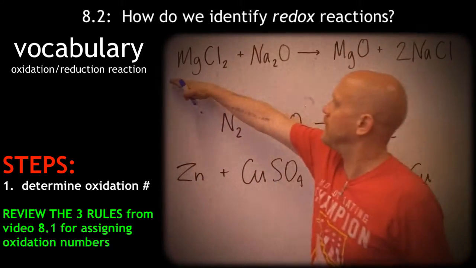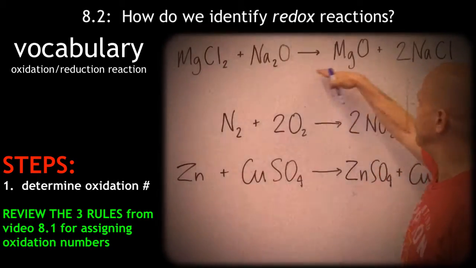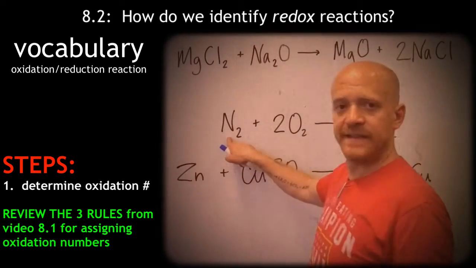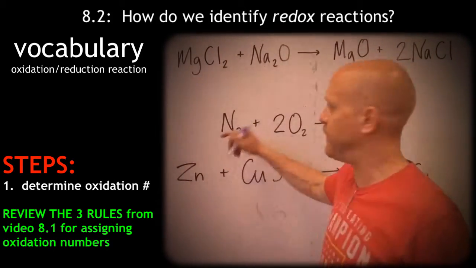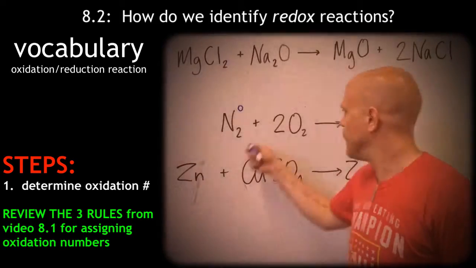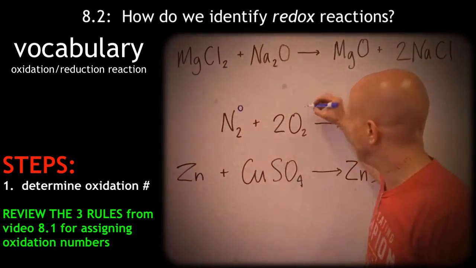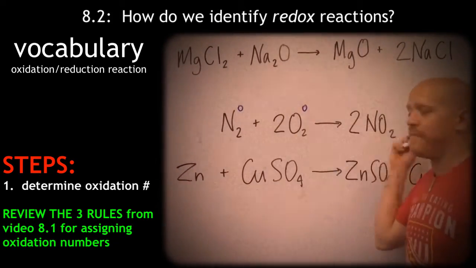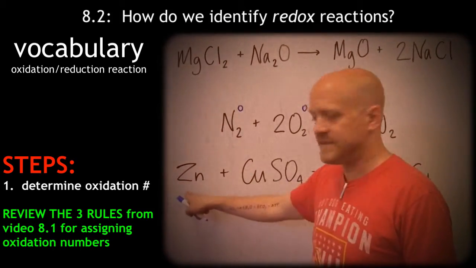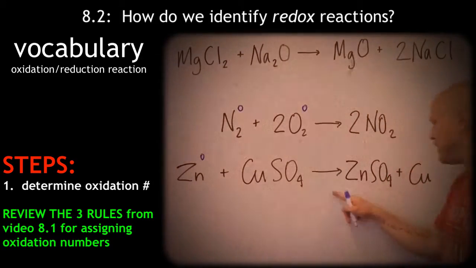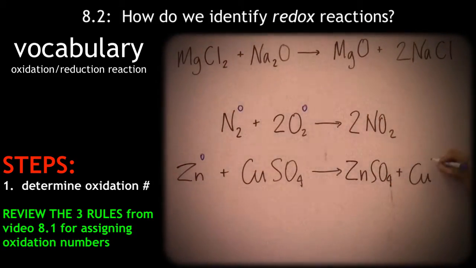As I look up here, this is a compound, this is a compound, this is a compound, this is a compound. Nothing 0. This is one of the Hofbrinkels. Remember Hofbrinkel, diatomic. Oxidation state, 0. I'm just going to write it up here for my own use. Oxygen, also Hofbrinkel. Oxidation, 0. Nitrogen dioxide, compound, we're not going to do that yet. Zinc, element, 0. Copper sulfate, compound, not yet. Zinc sulfate, not yet. Copper, element, 0. We've done all those now.